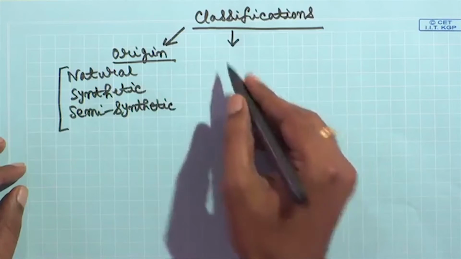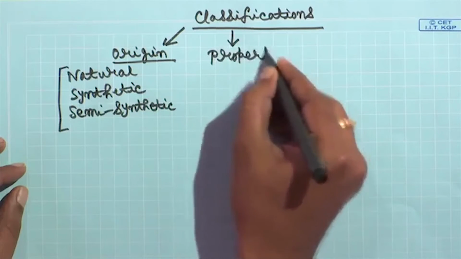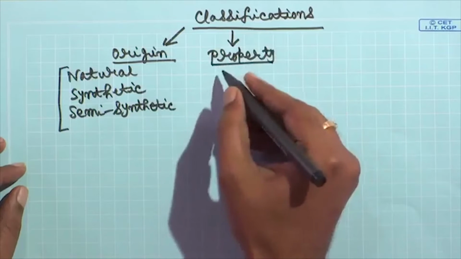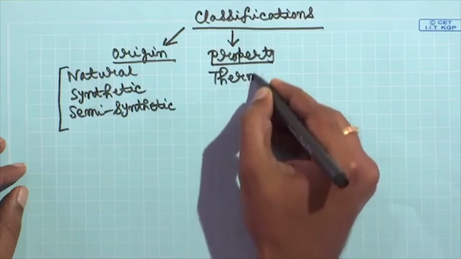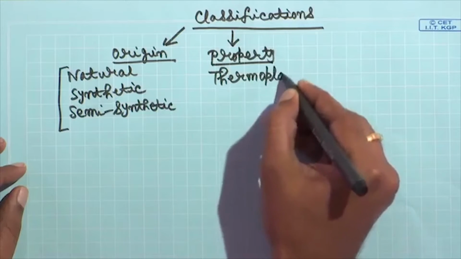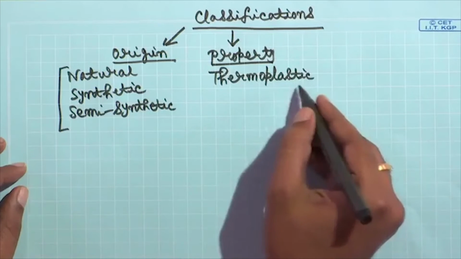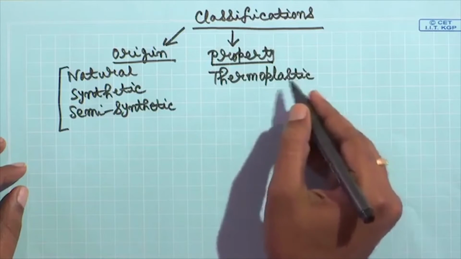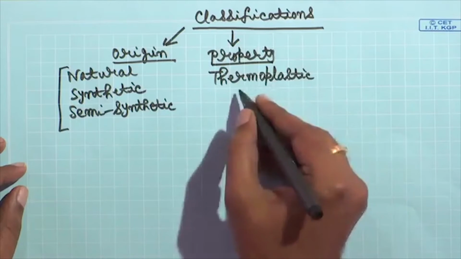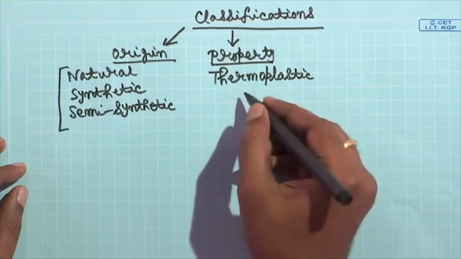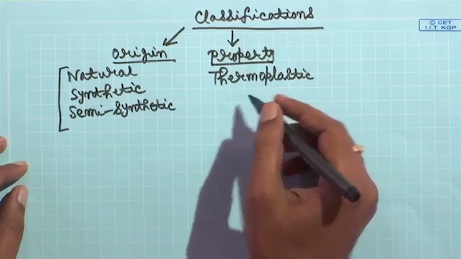Also, on the basis of property, we can have polymers which are say thermoplastic. So, these are materials which when you heat they become moldable, and when you cool they become more rigid. So, an example could be polyethylene terephthalate. We will talk about that in detail when we talk about the synthetic processes.